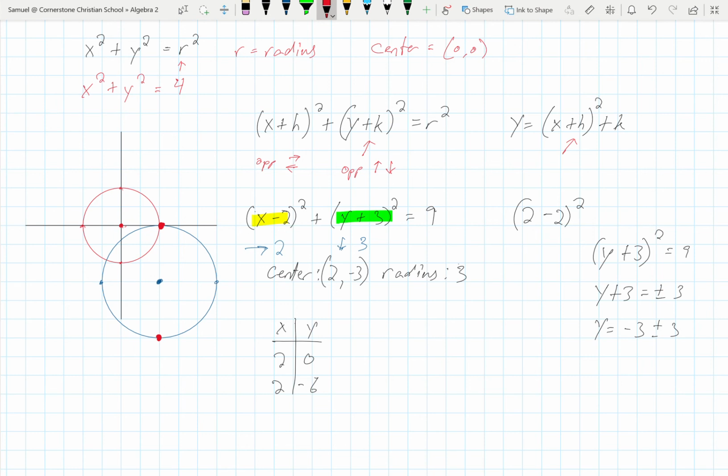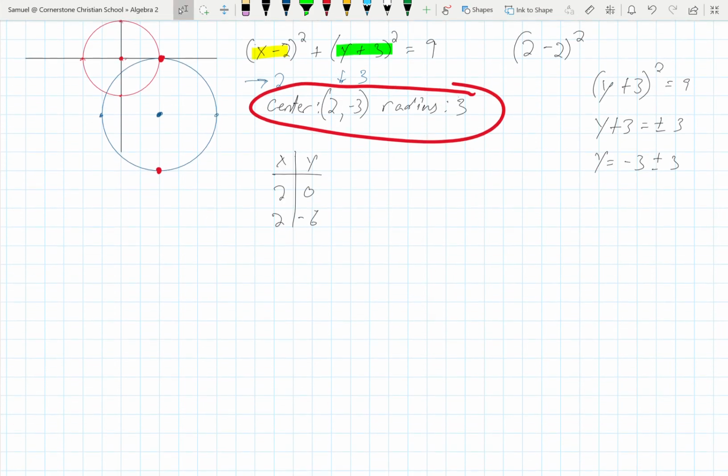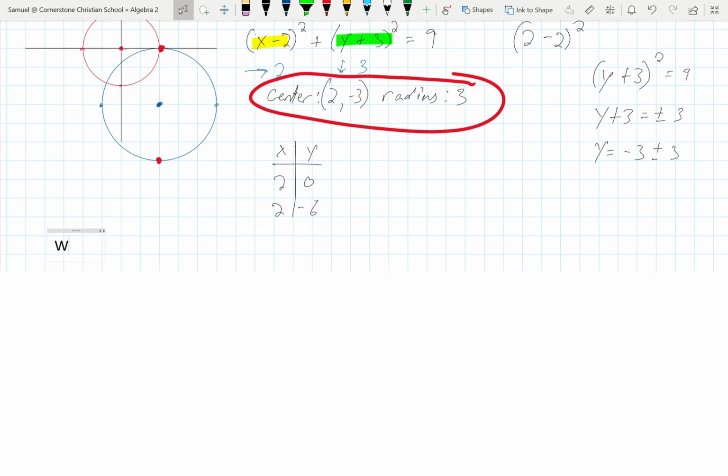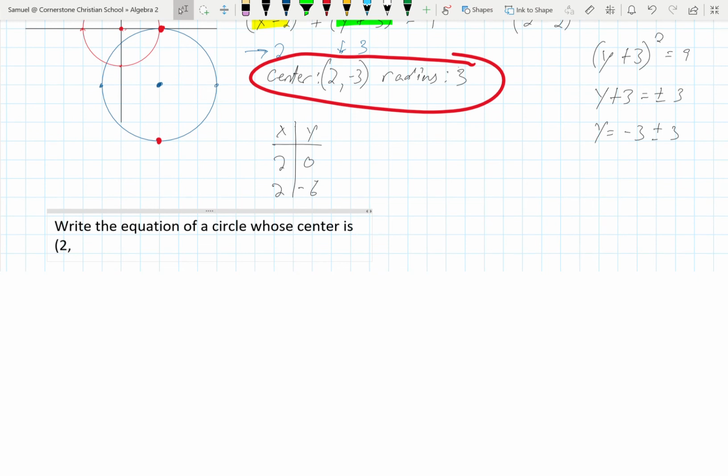And so I'd recommend, again, each time you simply find the center and the radius of your circle in order to graph it. So let's try one where we work backwards. Let's say we need to write the equation of a circle whose center is (2, -5), and whose radius is 4.